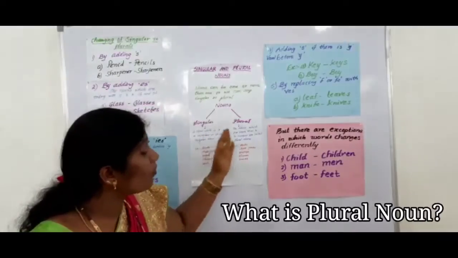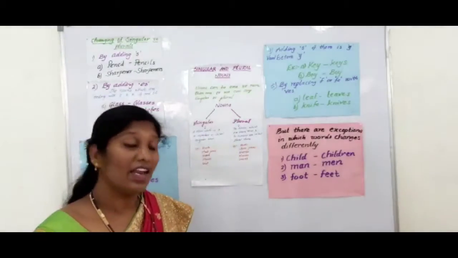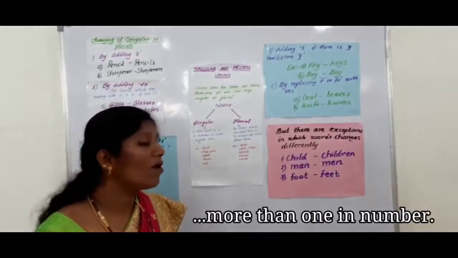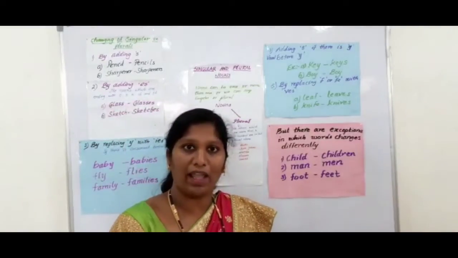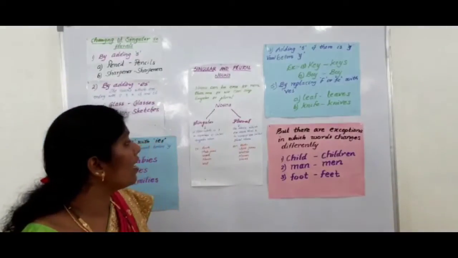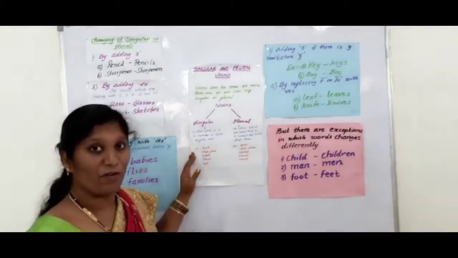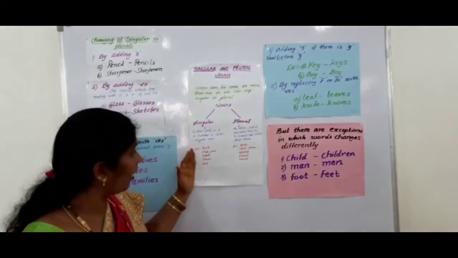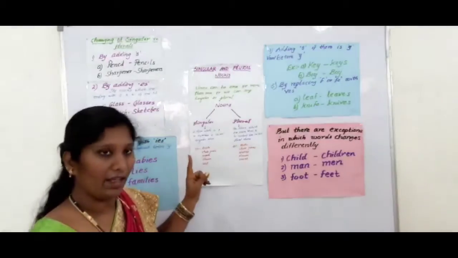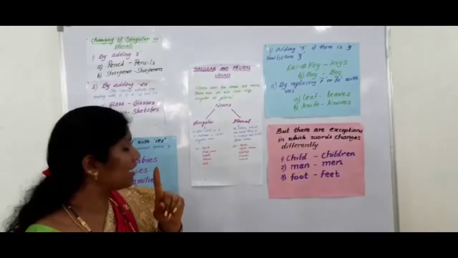And then what is a plural noun? The nouns which are more than one in number. The nouns which are more than one, they are called plural nouns. Okay, let us go for examples. Let us see the examples of singular noun. Book. One book is a singular noun.